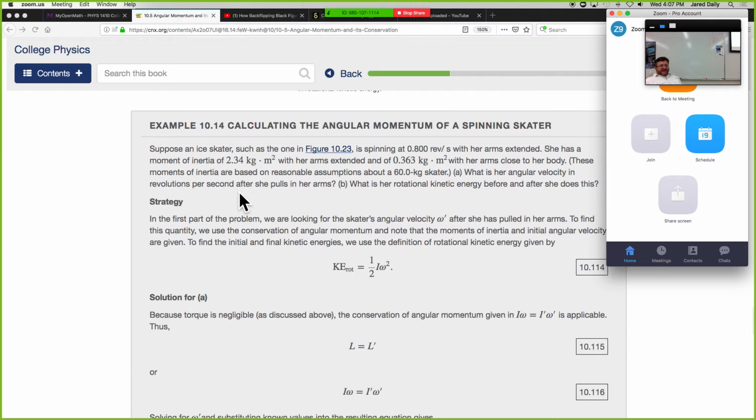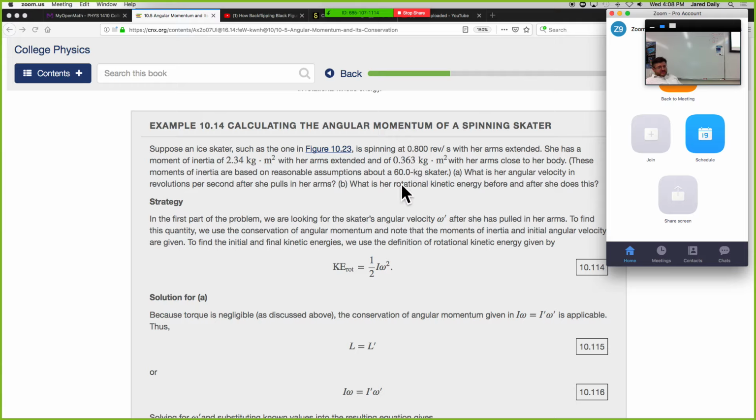So if we have a skater that is spinning at 0.8 revolutions per second when her arms are extended, and she has a moment of inertia of 2.34 when her arms are extended, and then she brings her arms close to her body and she has a moment of inertia of 0.363, how much faster will she be going?